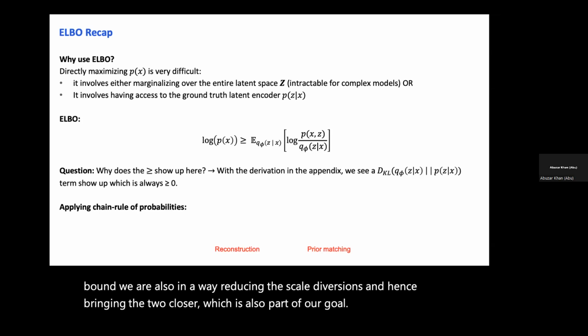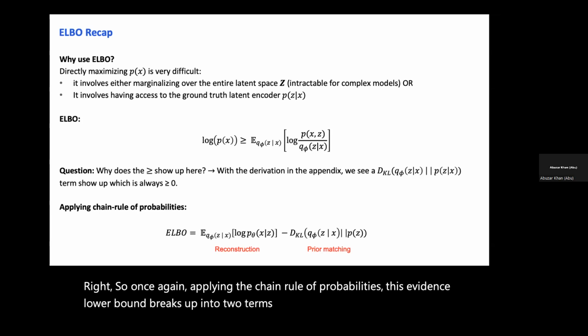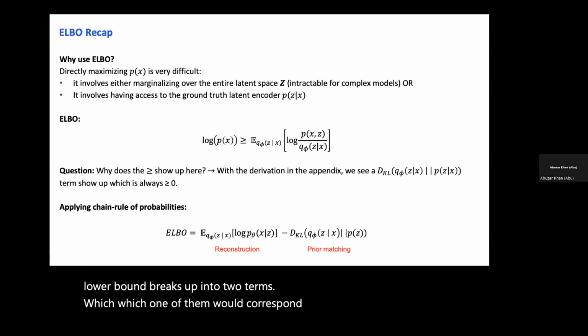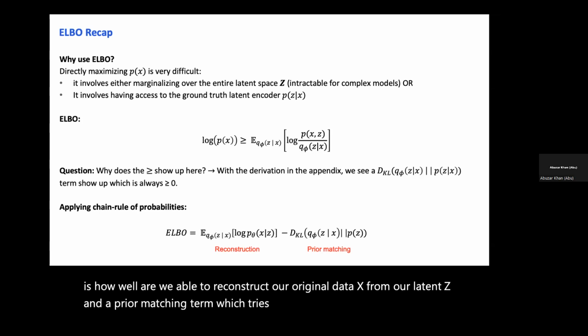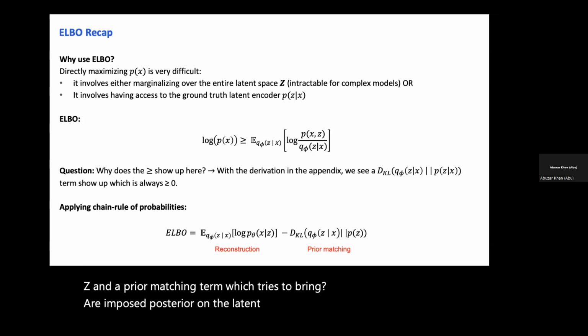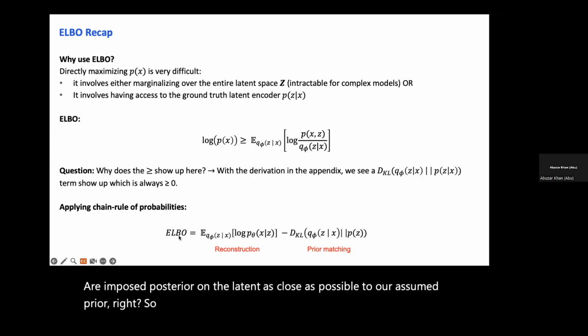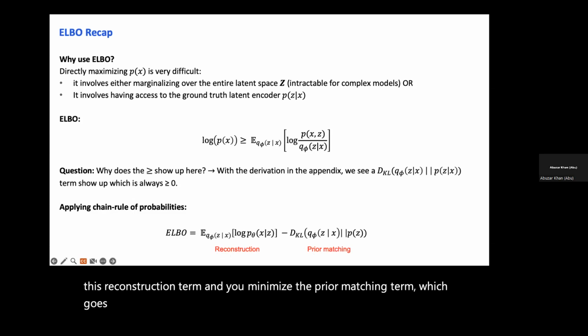Once again, applying the chain rule of probabilities, this evidence lower bound breaks up into two terms. One of them corresponds to the reconstruction, which is how well we are able to reconstruct our original data x from our latent z, and a prior matching term, which tries to bring our imposed posterior on the latent as close as possible to our assumed prior. So maximizing the evidence lower bound means you maximize this reconstruction term and you minimize the prior matching term, which goes with what we wanted to do in the first place.